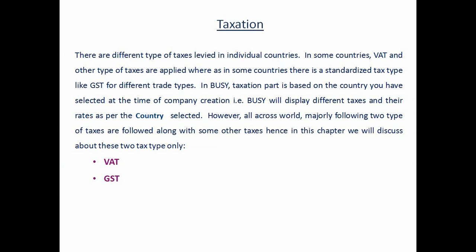Then there is taxation. There are different types of taxes levied in individual countries. In some countries VAT is prevalent, while in some countries GST is prevalent. Basically, the taxation part is totally dependent on the country you have selected at the time of company creation. That is, BUSY will display different taxes and their rates as per the country you have selected at the time of company creation, that is, the country from where you trade. However, all across the world, majorly two types of taxes are followed, which are VAT and GST. So we'll have a brief overview of these two types of taxes, starting with VAT.